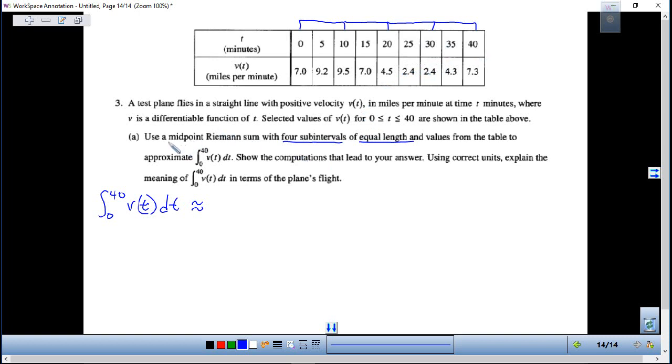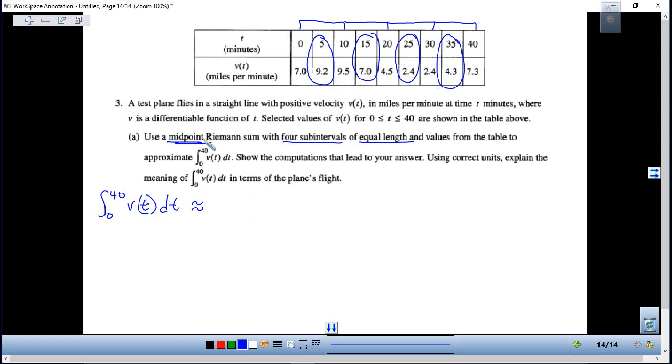Now, we're using midpoint, which means that we need to find halfway between 0 and 10. Well, that's going to be at 5. Halfway between 10 and 20, that's going to be at 15. Halfway between 20 and 30, going to be at 25. Halfway between 30 and 40, at 35. So these are the values we're actually going to use.